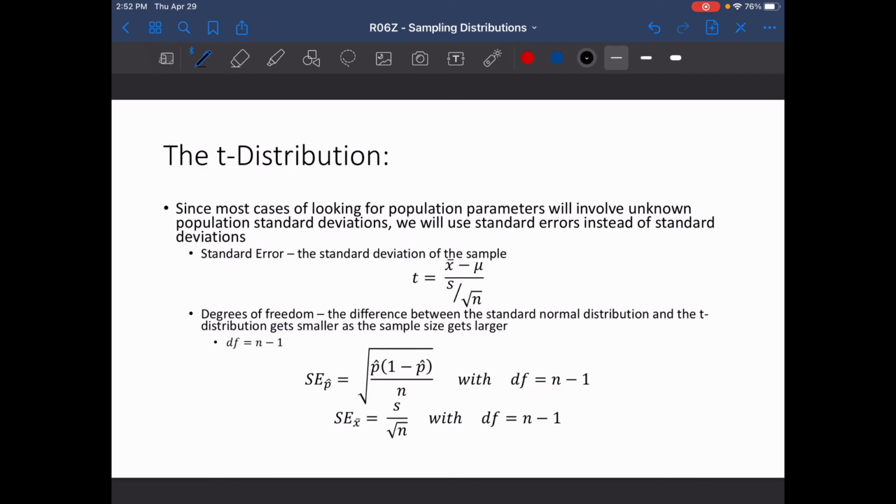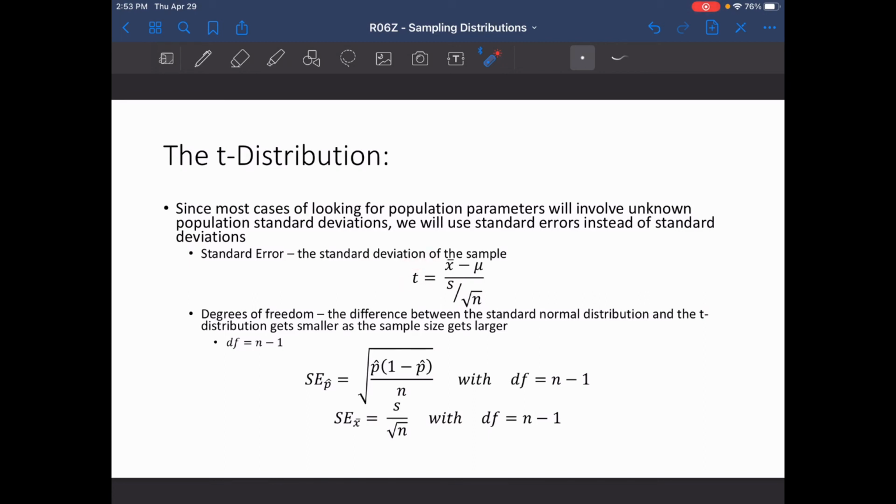So last but not least, we have the t-distribution, which again is mostly used for just means. But it's also important to use when we are not given a population standard deviation. So since most cases of looking for population parameters will involve unknown population standard deviations, we will use standard errors instead of standard deviations. So the first thing that we need to understand is that a standard error is the standard deviation of the sample itself.